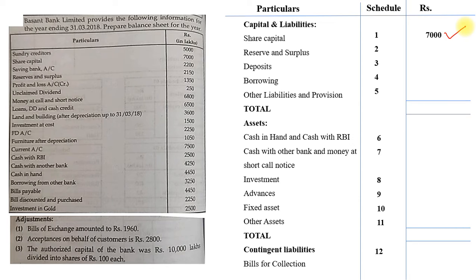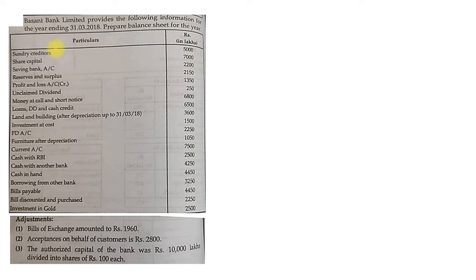Second schedule is based on reserves and surplus. So chalo, let us start with second schedule. Now under reserve and surplus, let us see what all things are given. They're giving you reserve and surplus number one, and profit and loss second. Other than that, I don't think there is any other premiums or anything given to us. So there are only two things: reserve and surplus 2150 and profit and loss account 1350.